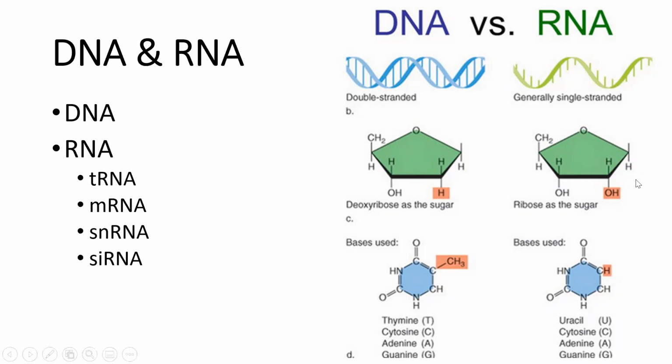Again, the sugar is ribose. So you can see on the 2' carbon, it's a hydroxyl group compared to hydrogen here. And then the bases: you can see that RNA has uracil instead of thymine. So there is no thymine in RNA. So uracil, cytosine, adenine, and guanine.